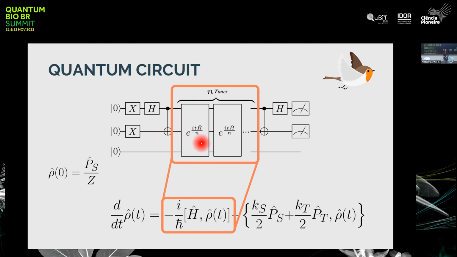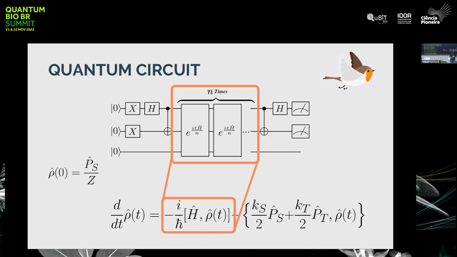This is where our Trotter-Suzuki expansion comes in. You can see we have a series of rotations that take our Hamiltonian as input. And this is directly analogous to a unitary evolution.